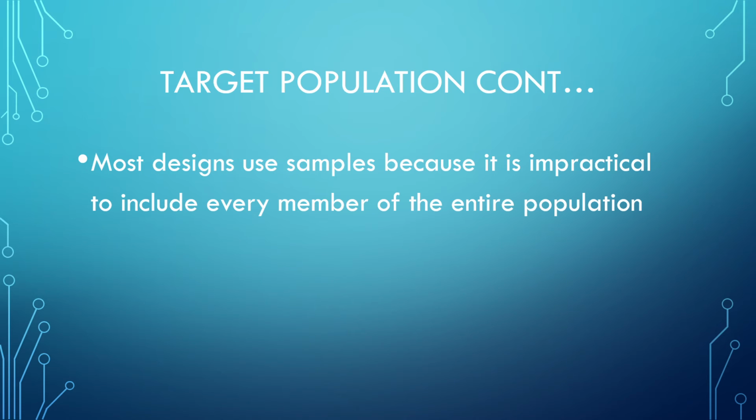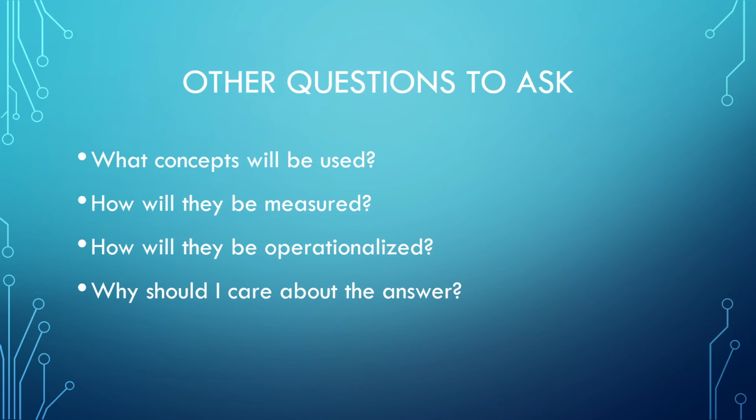Most designs use samples, because using the whole target population is usually impractical. You don't want to use every member of the entire population, because the results would most likely be inaccurate. You just want to get a small sample, a fragment, because the results would be pretty vague if you used every member of the entire population that you're trying to convey.